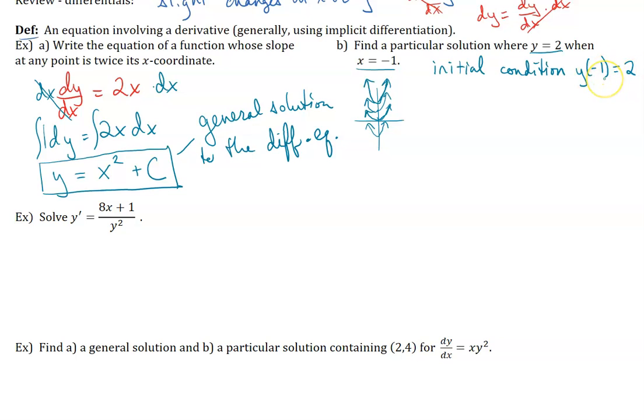All right, so what we want to do then is once we have a general solution, we can plug this ordered pair into that and then solve for c. So we've got 2 equals 1 squared plus c, meaning that c is equal to 1. Okay, so our particular solution is y equals x squared plus 1.